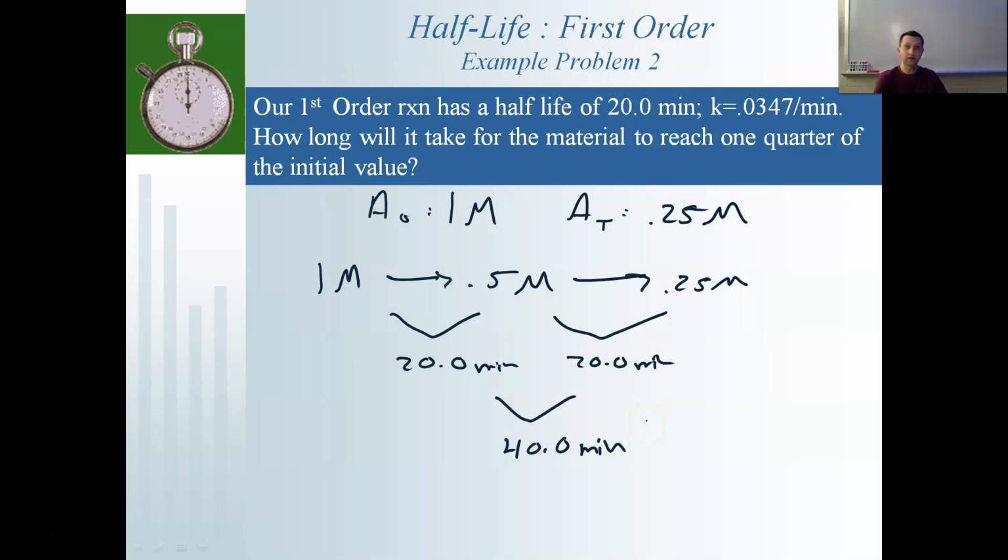But you could take your integrated rate law, plug in 1 molar for a sub 0, 0.25 molar for a sub t. You have the K value of 0.0347 per minute. The only unknown you have here is t, the time that it's going to take. So you could do it that way, and you're going to get 40 minutes as well for your answer. So I think this is easier if you could pull it off this way. The other way, though, is also valid and definitely something you can do.